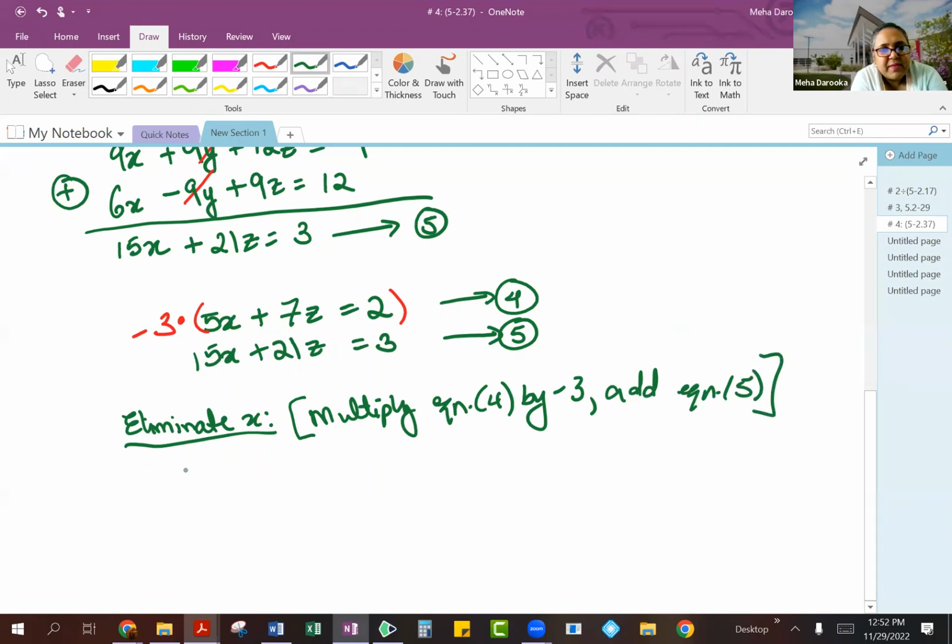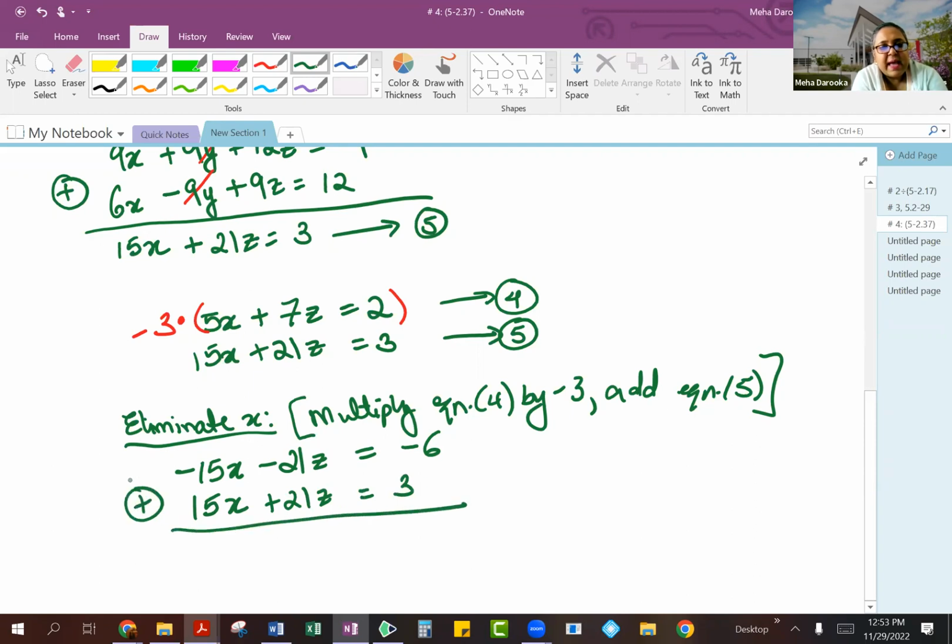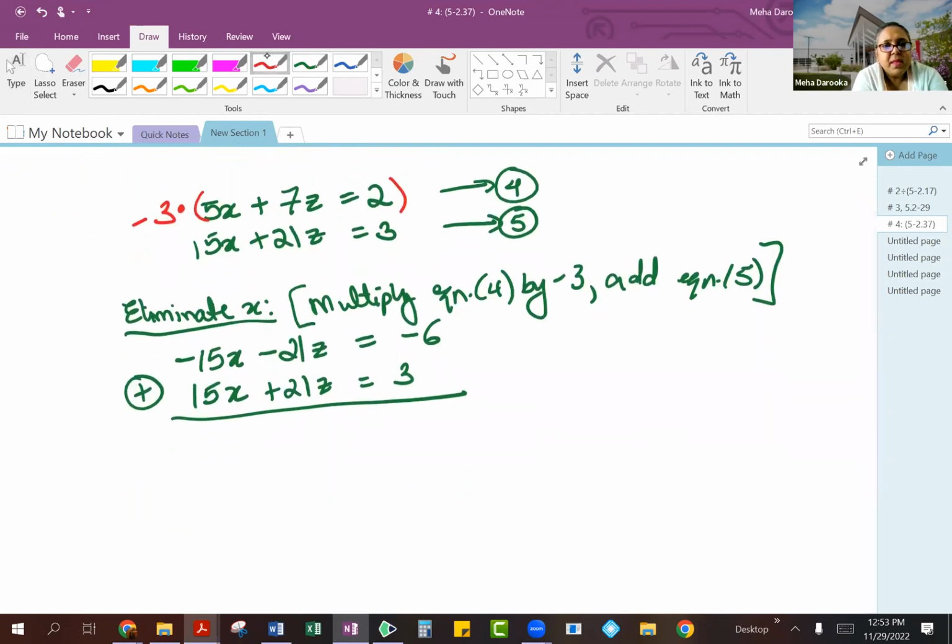Okay, so that will end up giving us, let's see, -15x. What's that? -21z. All right, Della, I see your answer. And then this guy will be, what is it, -6. Keeping the equation 5 as it is, so 15x plus 21z equals 3. And then when we add this together, -15x, +15x is canceling out. Yeah, -21z, +21z is also canceling out.